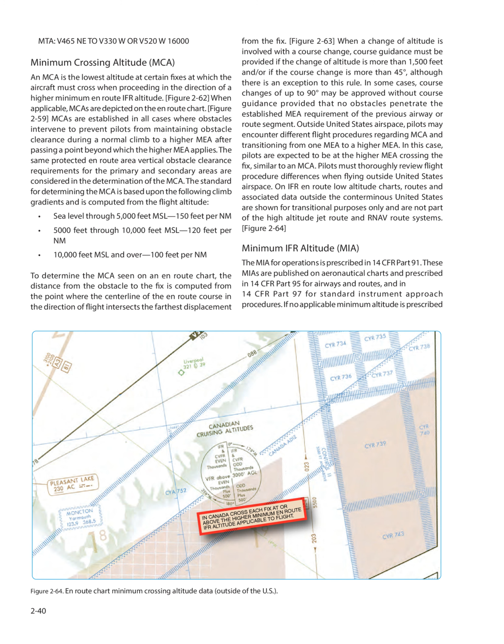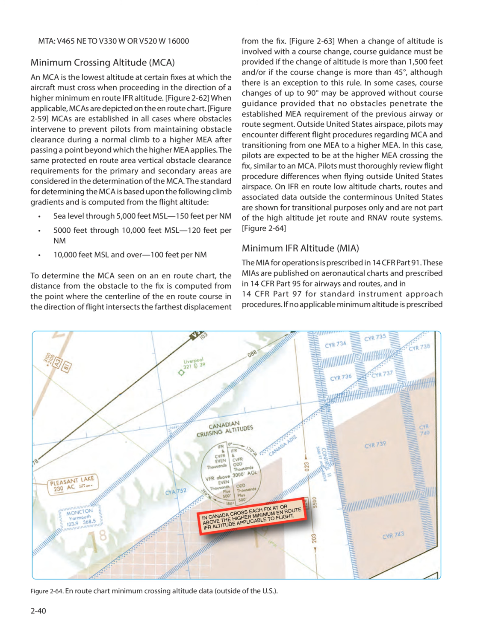To determine the MCA seen on an en route chart, the distance from the obstacle to the fix is computed from the point where the centerline of the en route course in the direction of flight intersects the farthest displacement from the fix. Figure 263: when a change of altitude is involved with a course change, course guidance must be provided if the change of altitude is more than 1,500 feet and/or if the course change is more than 45 degrees, although there is an exception to this rule. In some cases, course changes of up to 90 degrees may be approved without course guidance provided that no obstacles penetrate the established MEA requirement of the previous airway or route segment.